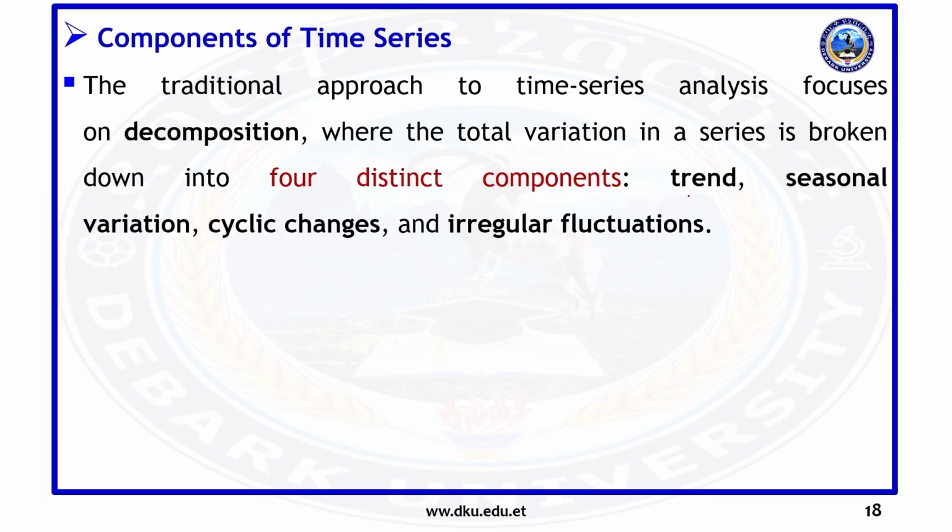Now let us look at the components of time series. The traditional approach to time series analysis focuses on decomposition, where the total variation in the series is broken down into 4 distinct parts: trend, seasonal variation, cyclical changes, and irregular fluctuations. This decomposition helps us better understand the structure of the series and prepare it for further analysis.